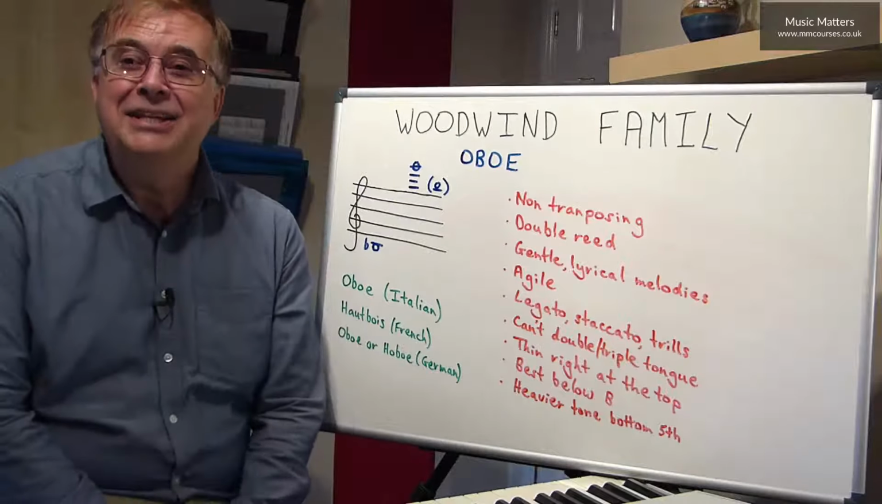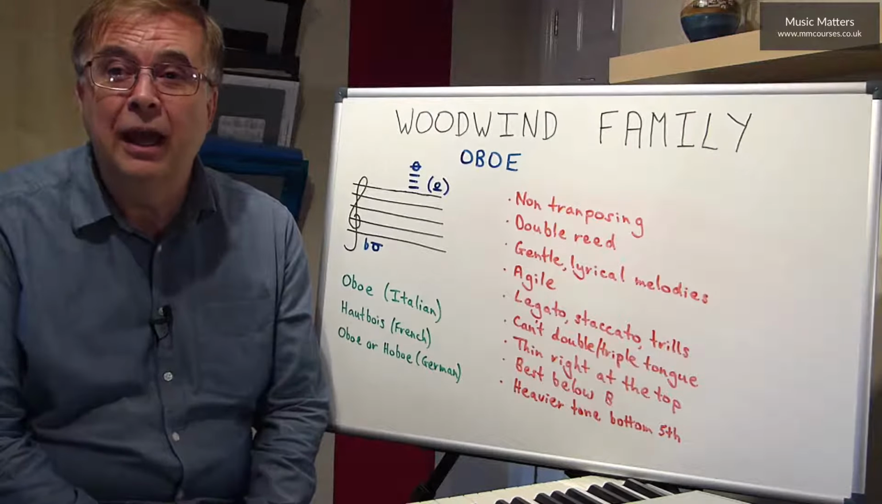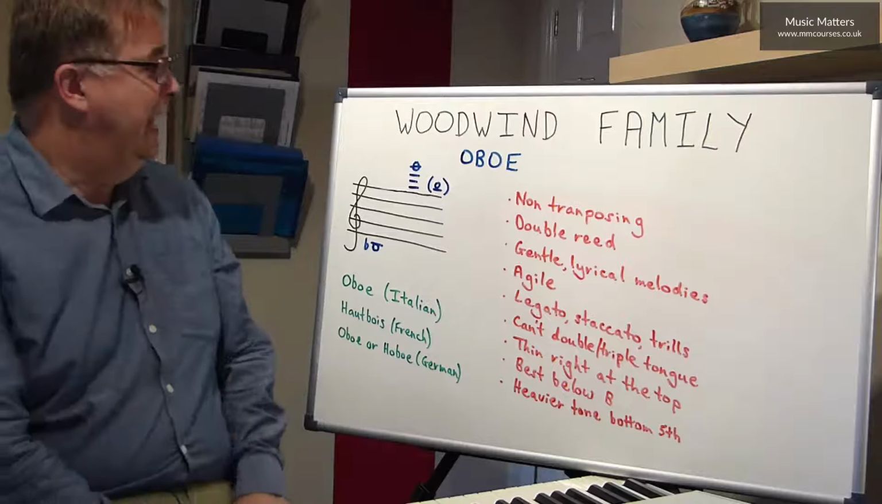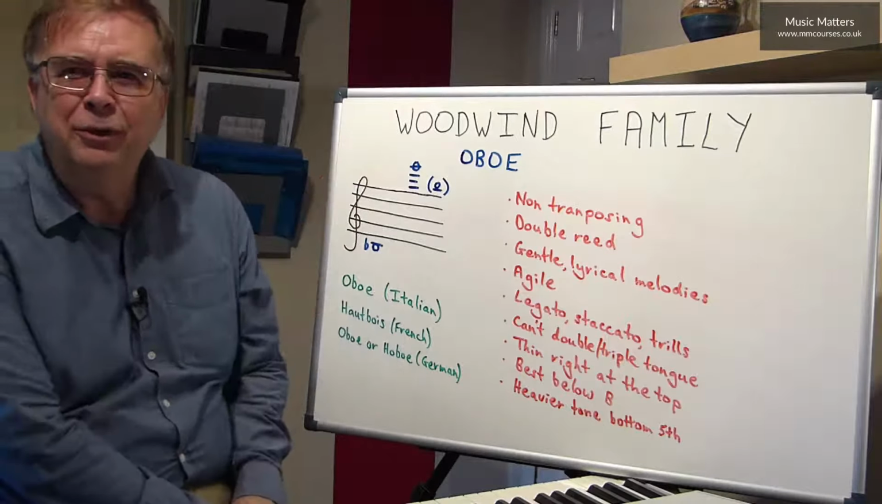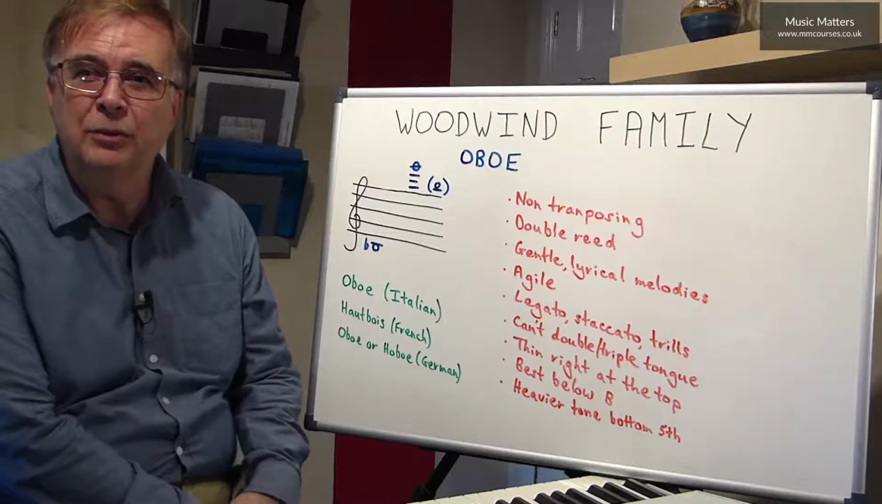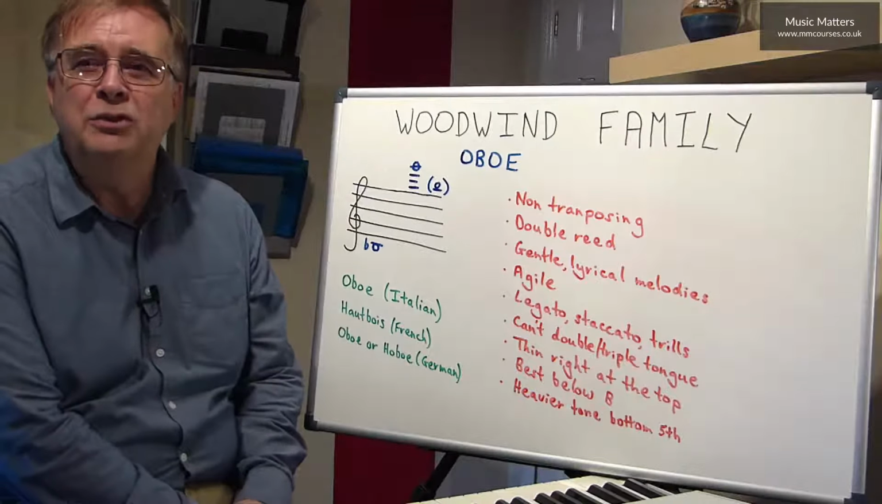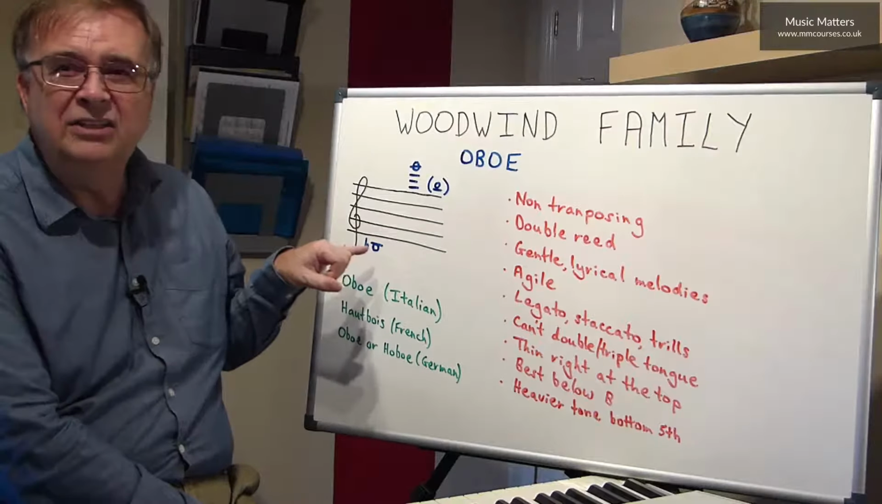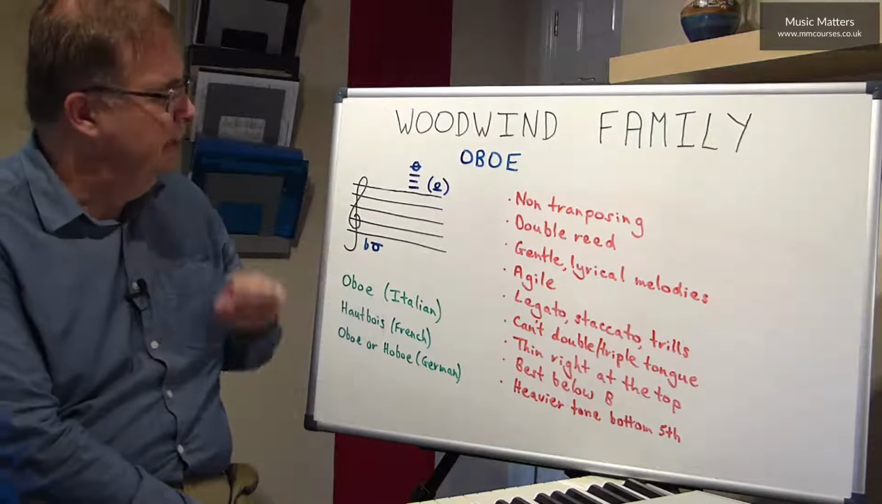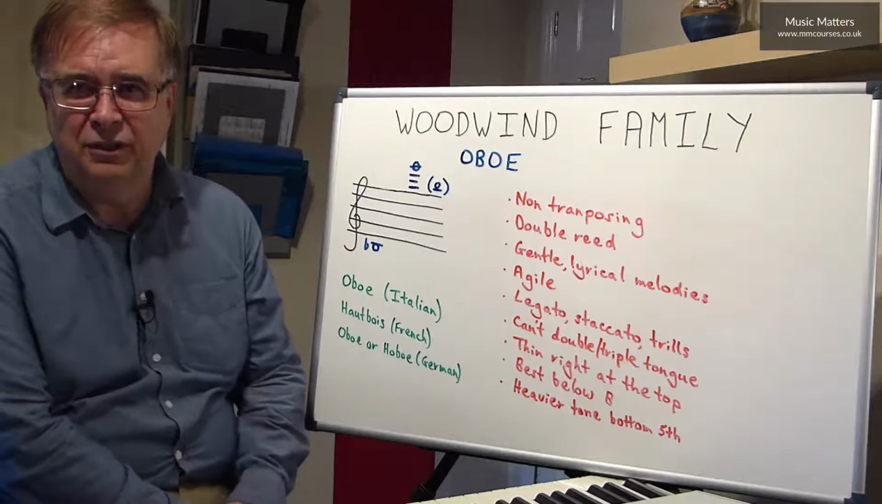Hi, in this film we're going to have a little think about the oboe. And here is the range of the oboe. If you're watching these films in sequence, you'll have noticed that when we were talking about the flutes, we were talking about middle C being the bottom note. Well, here's the oboe. It's a tone lower at the bottom than is the case with the flute.